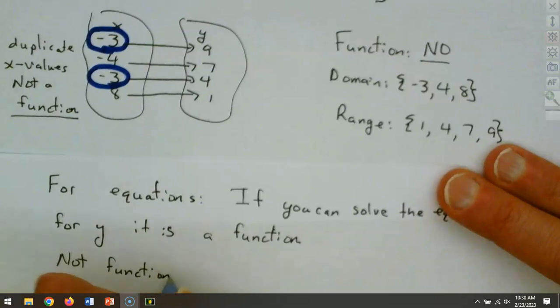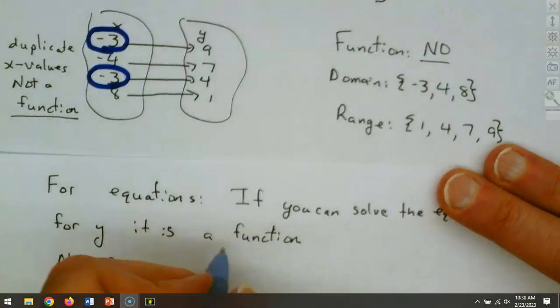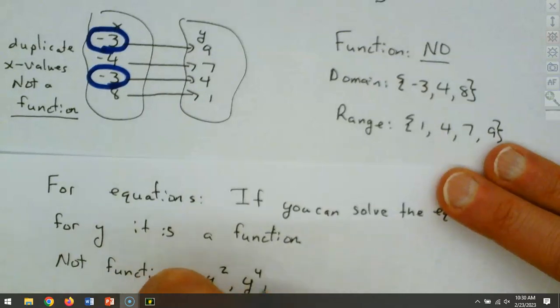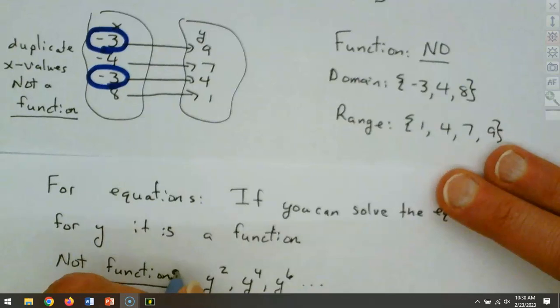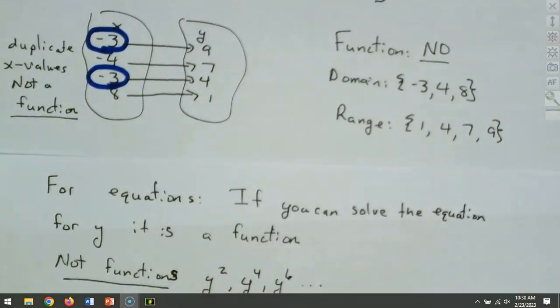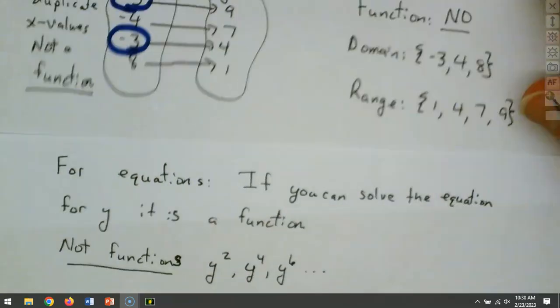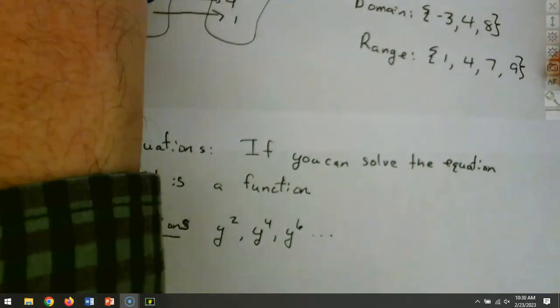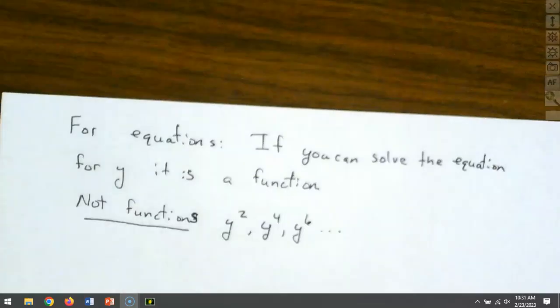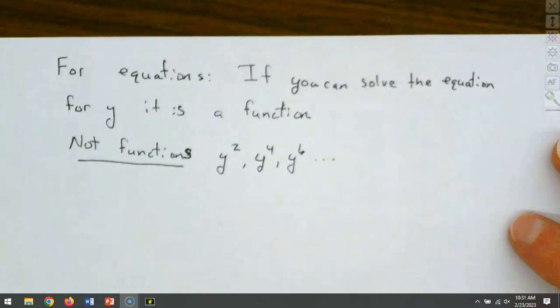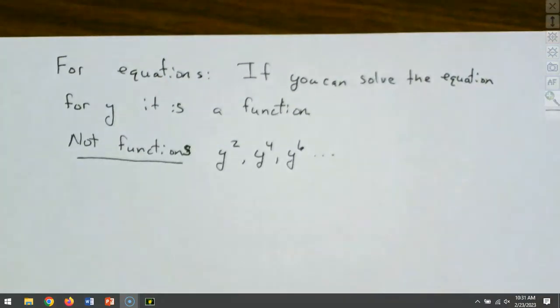Any powers on the y, those are not functions. So it's very easy to do. All you basically look at is ask yourself, can I solve it for y? And if you can solve it for y, if you can get the y by itself, it's a function. Now, all we really need to look at and make sure is that we don't have any powers on the y. If you've got y squared or y cubed or anything like that, then it is not a function. Okay, so we look at the y, and that's going to tell us if it's a function or not.